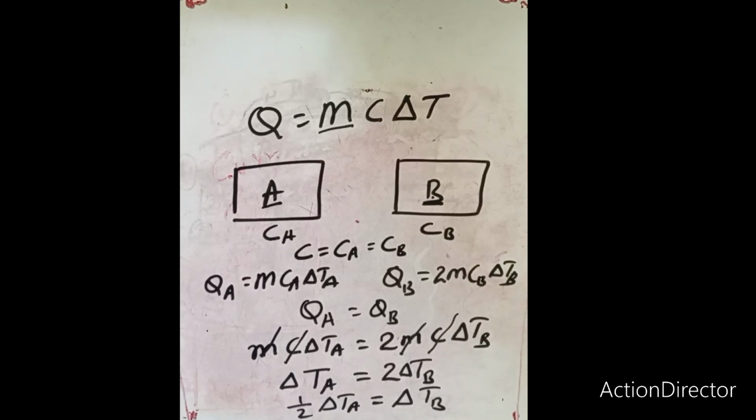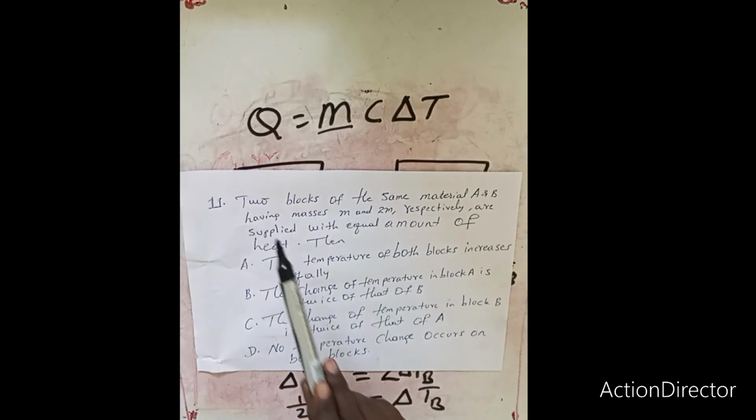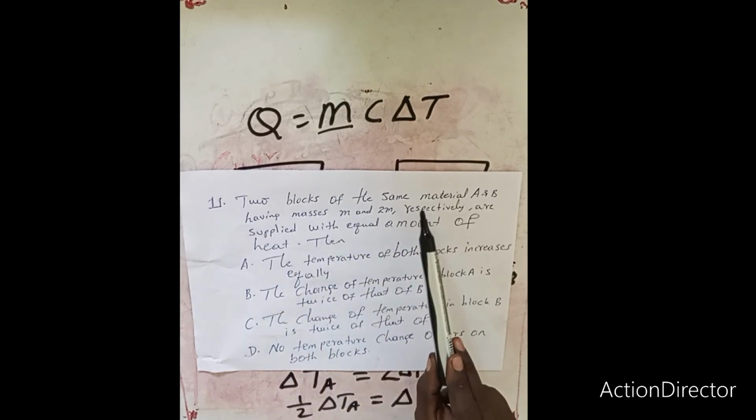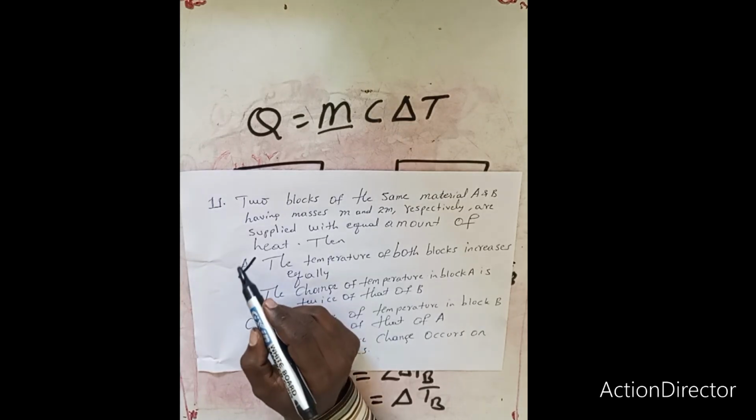Therefore, let's go back to the question. Two blocks of the same material A and B having mass M and 2M respectively are supplied with equal amount of heat. Option A, the temperature of both blocks increase equally. The temperature of both blocks cannot increase equally, so this is not the answer.